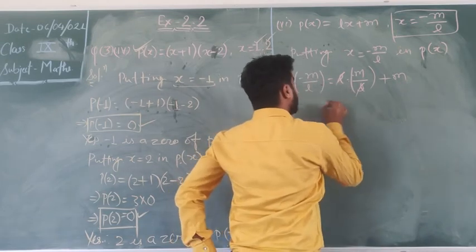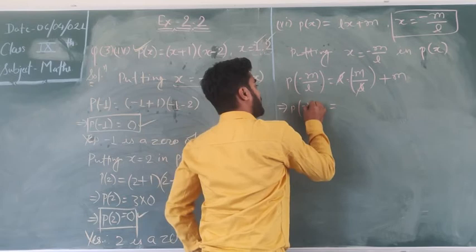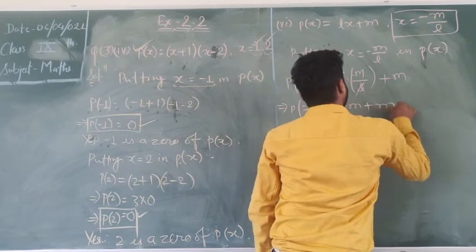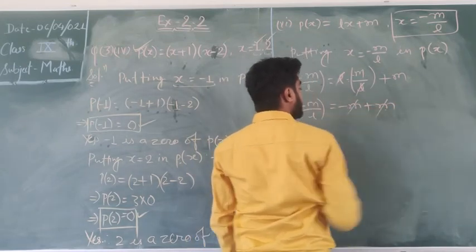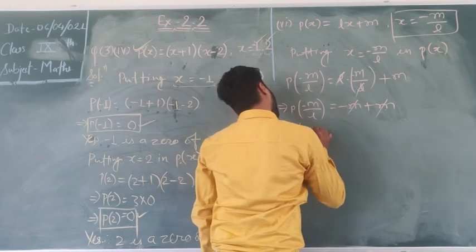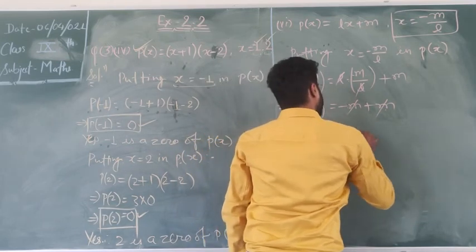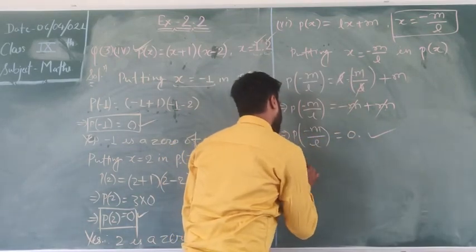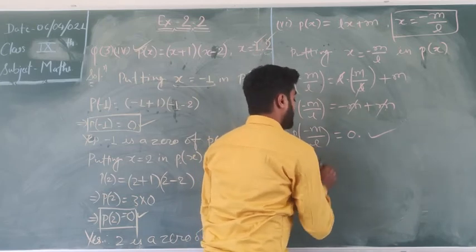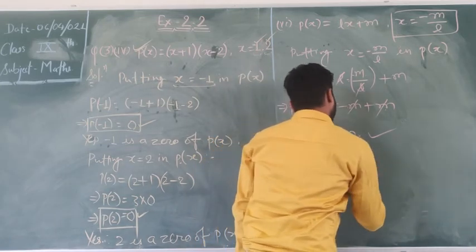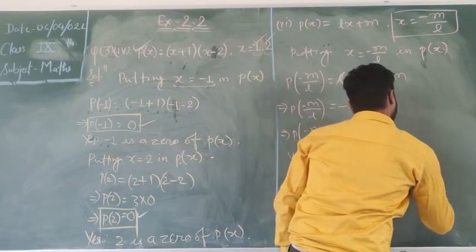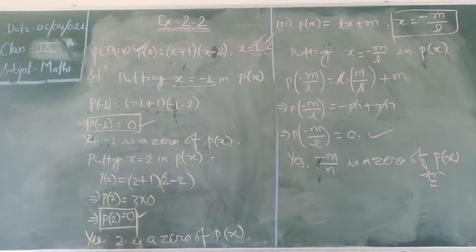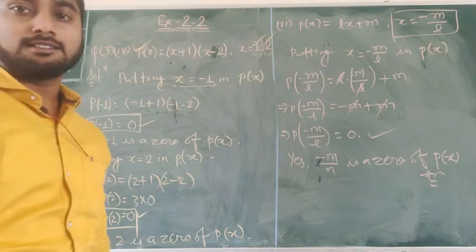So what is left? p of minus m upon l equals minus m plus m. Minus and plus cancel each other. So the value of p of minus m upon l equals 0. If you get the value 0, then you have to write here that minus m upon l is a 0 of p of x. Answer. That means you have to find whether the given number is a 0 of the polynomial, yes or not.